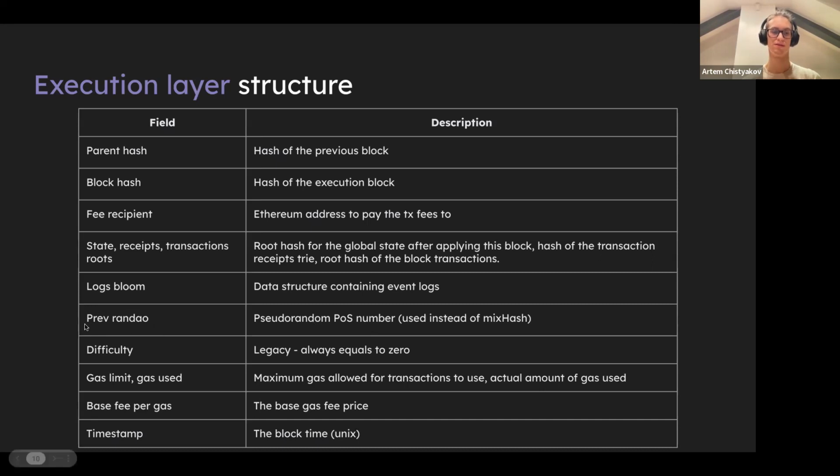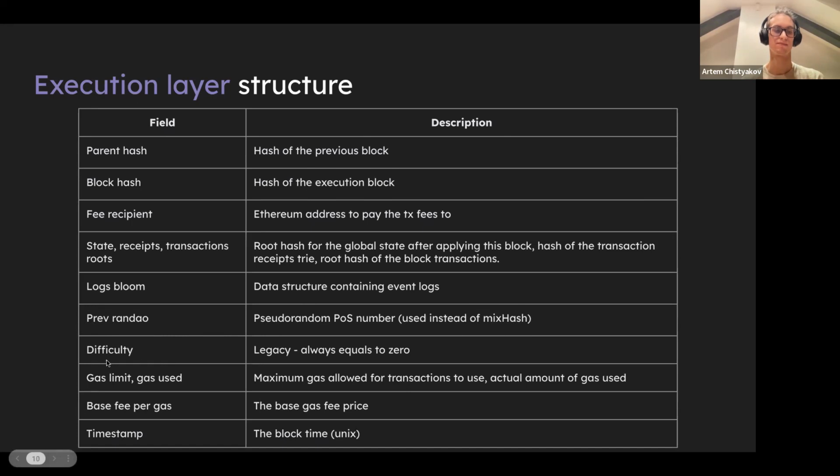Yes, and this variable actually substituted the mix hash variable that was present when Ethereum was a proof of work blockchain. So right now this mix hash is obsolete, and prevrandao substituted it.